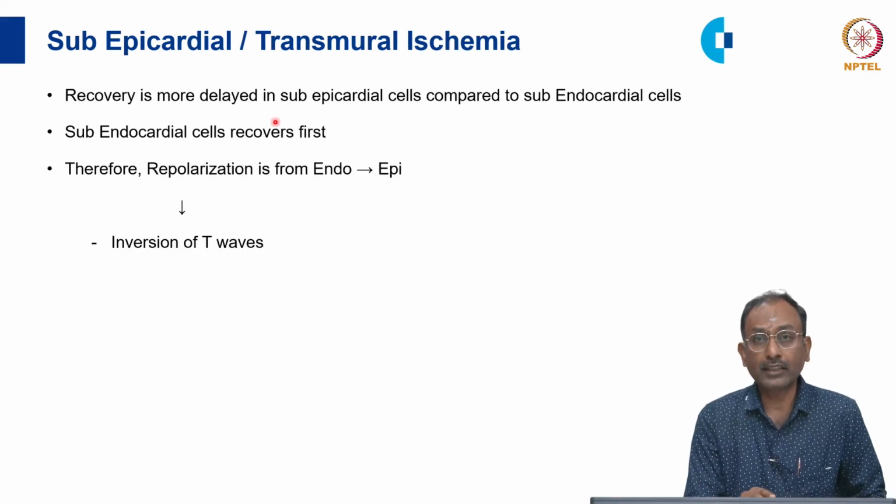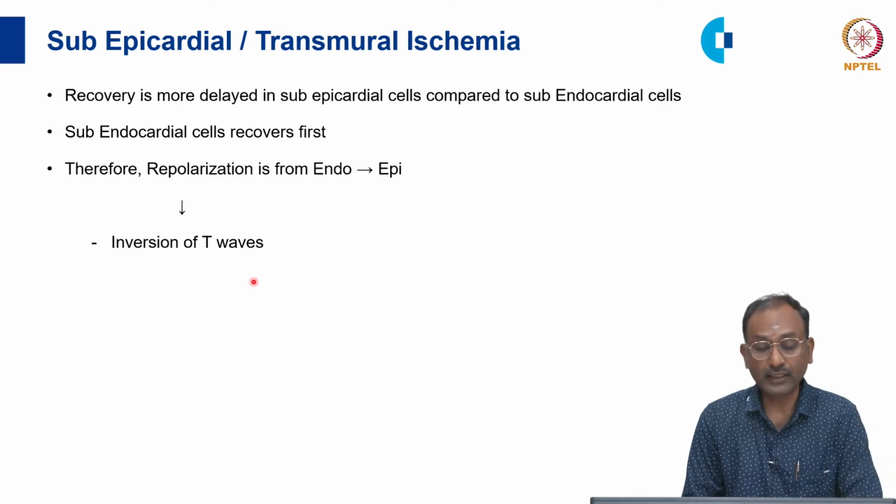In subepicardial ischemia, transmural ischemia, we know that the recovery is more delayed in the subepicardial cells when compared to the subendocardial cells. So the subendocardial cells recover first. Therefore, the repolarization is from endocardium to epicardium. So there is an inversion of T waves. This is the basis of T-inversion in any ischemia.